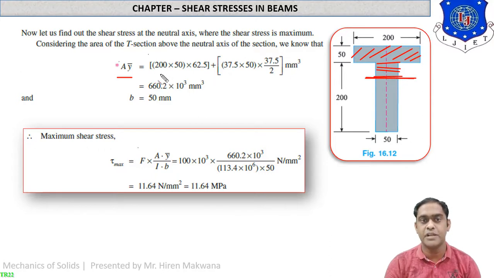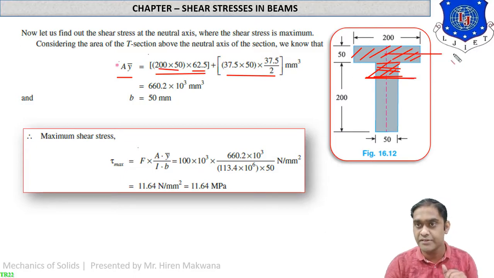The first bracket will represent the value of A y bar for part number 1, meaning A1, Y1. And this bracket will represent the value of A y bar for part number 2, the smaller rectangle, denoted by A2, Y2. So what is A1? 200 into 50, the area of the top rectangle. And what is Y1 for that, meaning y bar? It is the distance from the center of gravity of the top rectangle to the center of gravity of the original T section. This distance between the CGs is known as y bar, which is 62.5, which you can calculate from the earlier images, or from the CG also.